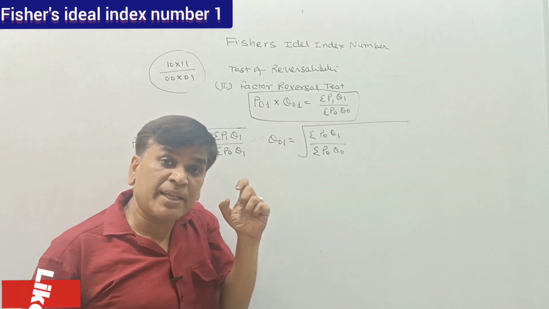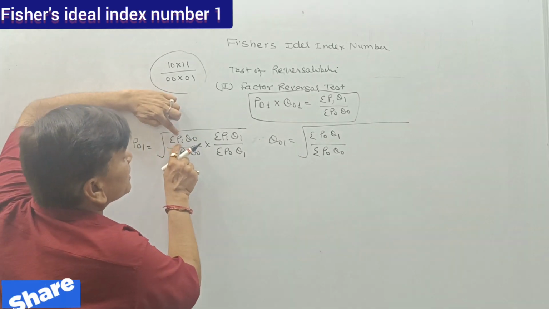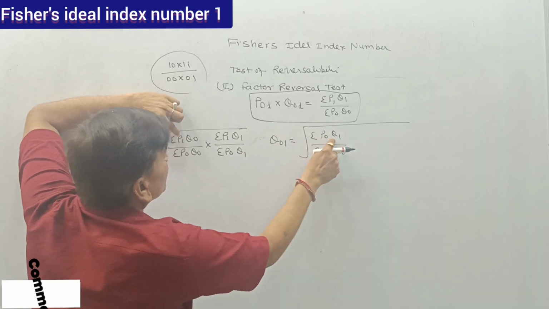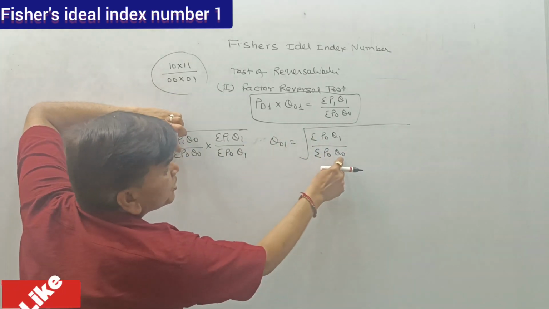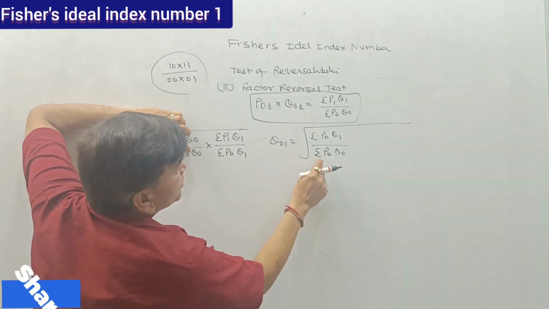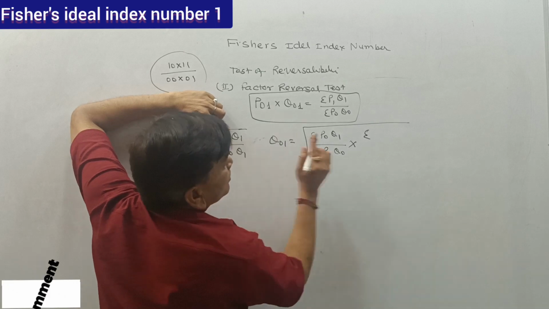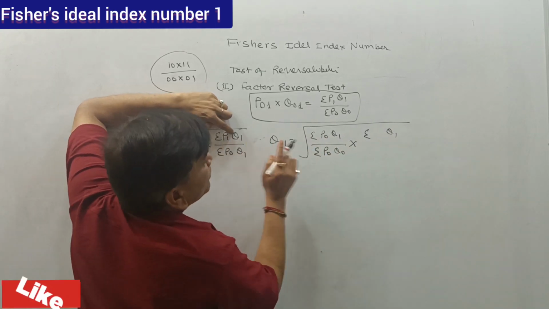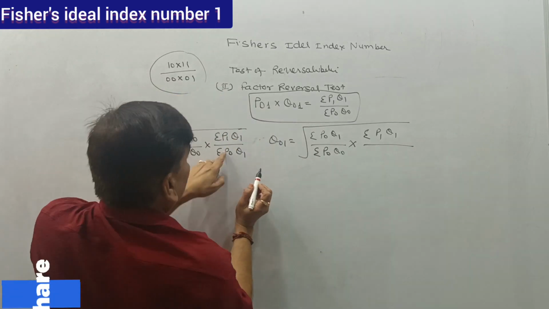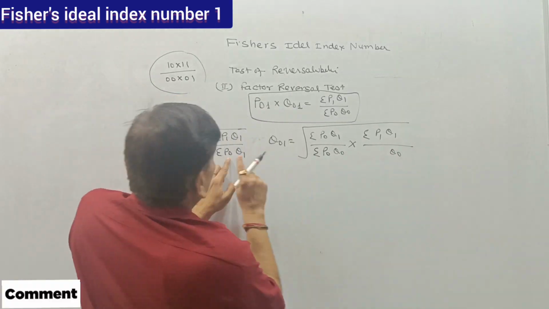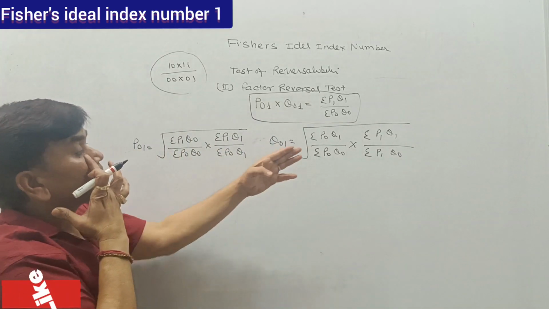So let us learn the trick of this. What we are doing here: P1 becomes Q1, Q0 becomes P0, P0 becomes Q0, Q1 becomes P1. Similarly, coming here, P0 to Q0 and Q1 to P1. So this is called the quantity index.